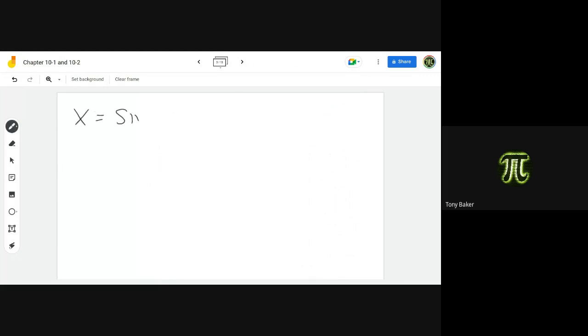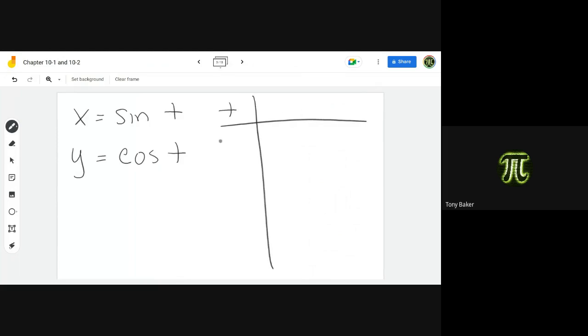X equals... And we'll use cosine. And we'll use... All right. So find me my X and my Y.